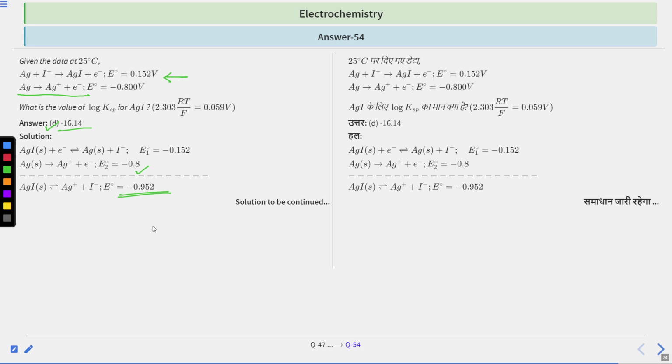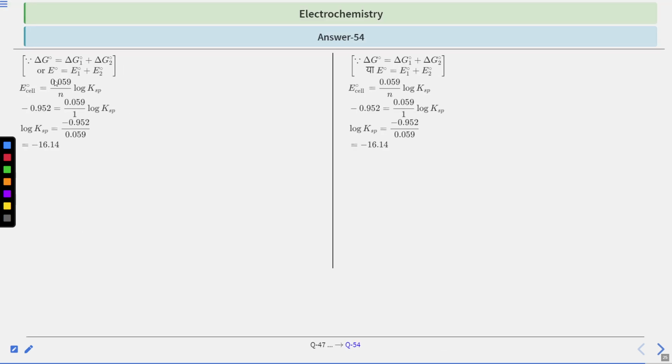Now we have to find out the log Ksp, so we use the Nernst equation. And we know that del G naught is equal to del G naught 1 plus del G naught 2, or E naught is equal to E naught 1 plus E naught 2. Right? So we use the E naught of cell value, which is 0.059 by n log Ksp, because the net reaction is at equilibrium, so E cell will become 0, and E naught cell will become equal to this. E naught cell we know, which is minus 0.952, and n we have is equal to 1, so we just put the values and solve it.